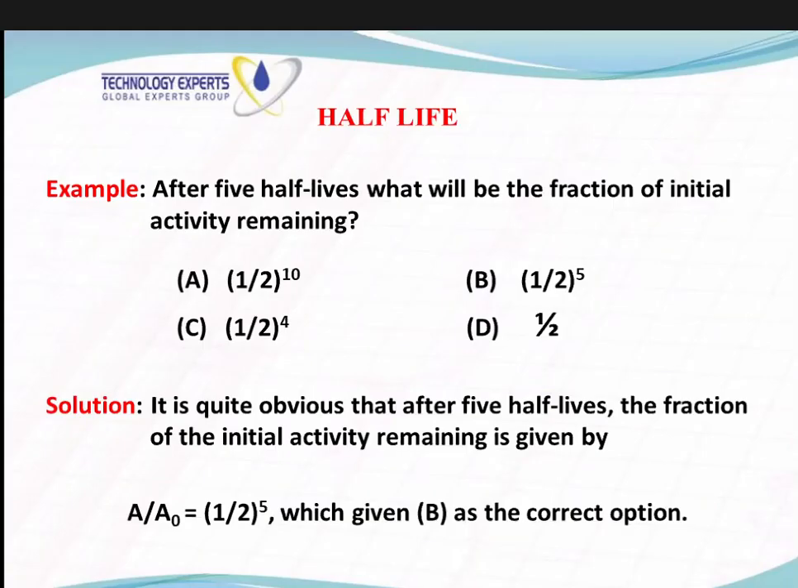Okay, these are some examples. Let's take only one; we solved a lot of this now. After 5 half-lives, what will be the fraction of initial activity? I say fraction, after 5 half-lives. I told you half. How many half-lives do we have? So it is half to 5. This one, B. It is B.